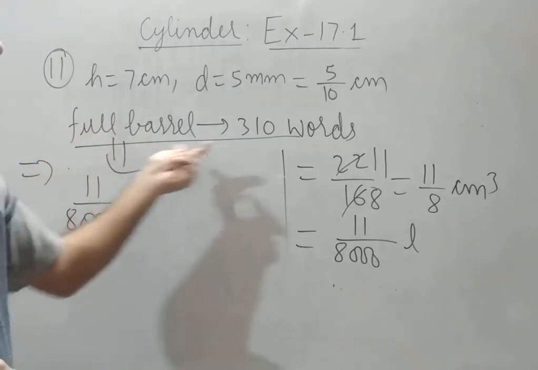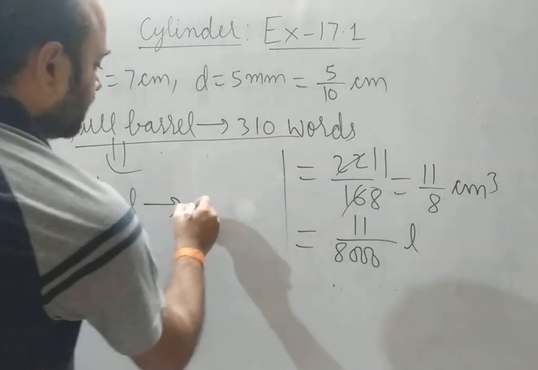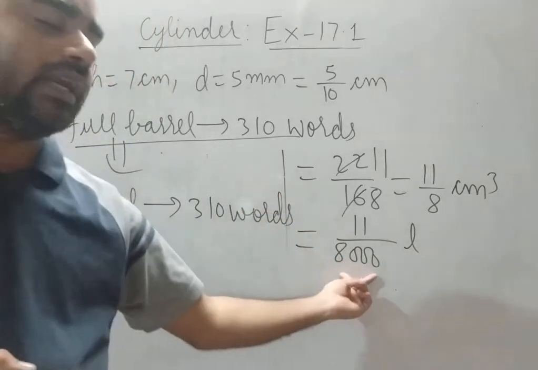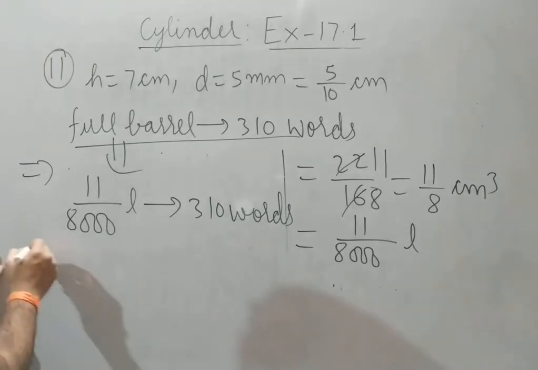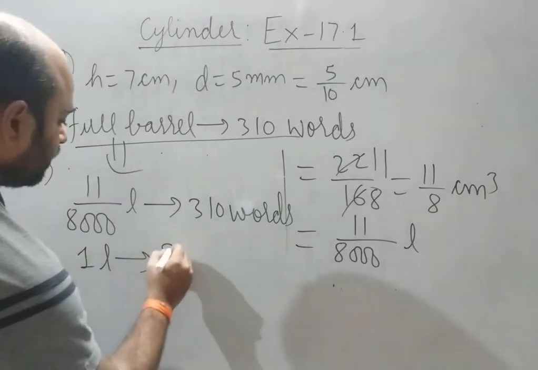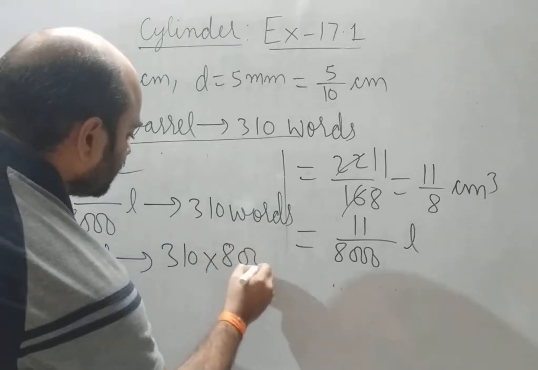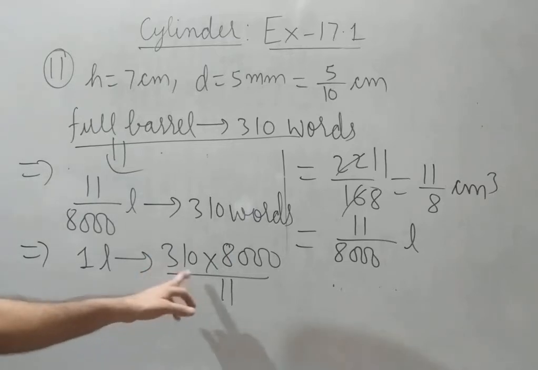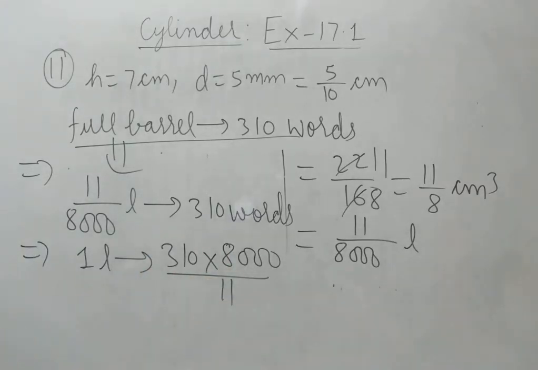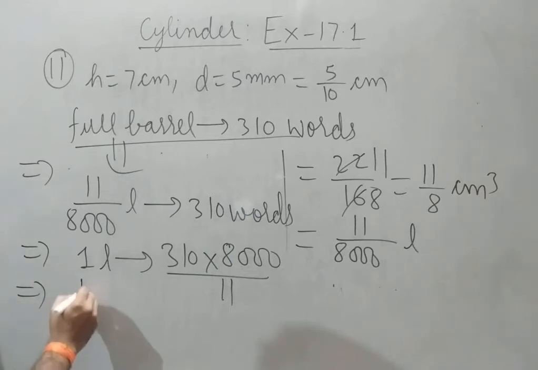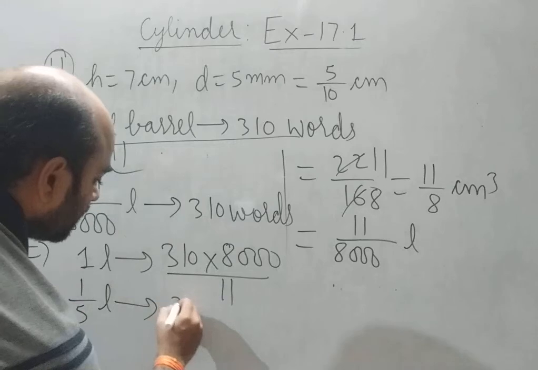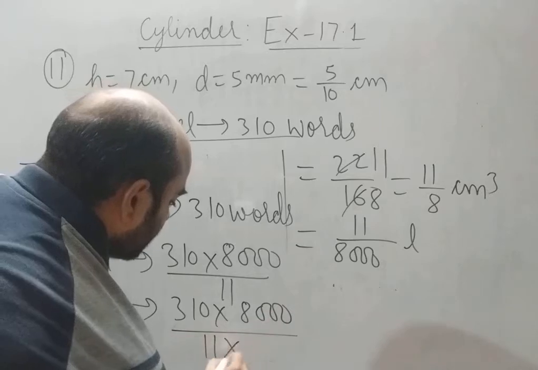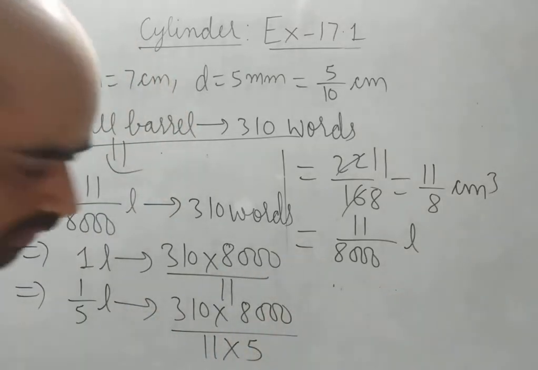It means full barrel can write 310 words. That will write 310 words by how much amount of ink? 11 upon 8000 liter. So in 1 liter, that will be 310 into 8000 upon 11. Correct? So what are the number of words written in 1/5 of a liter? That will be 310 into 8000 upon 11 into 5. Here? Wait, I am writing here.